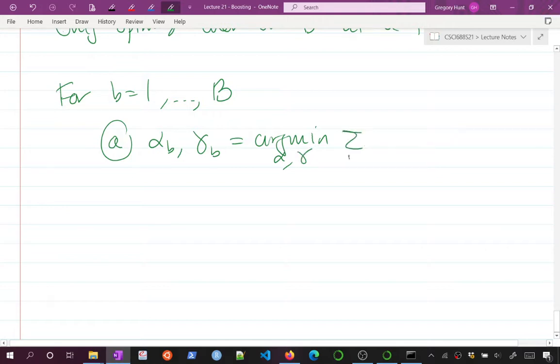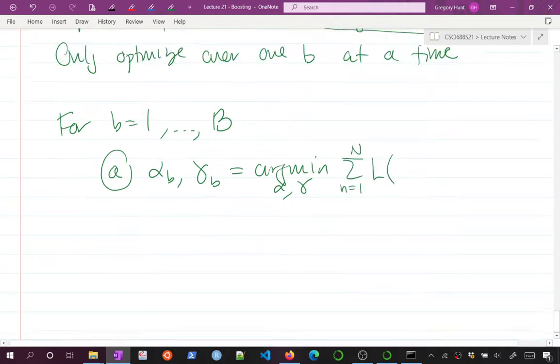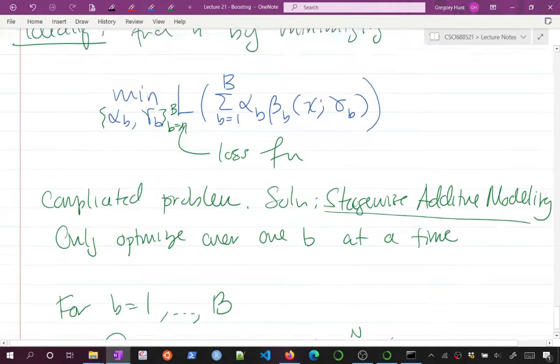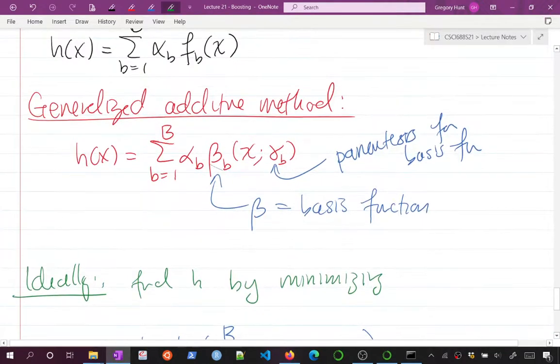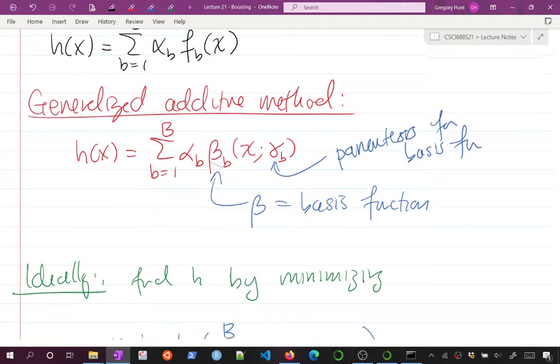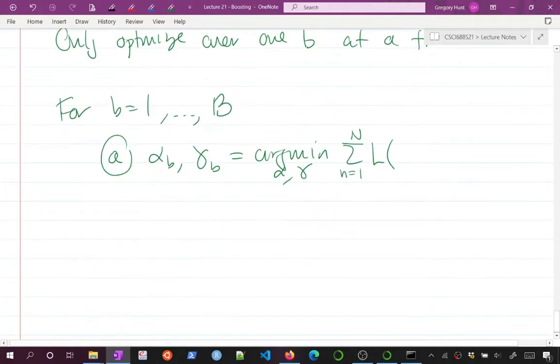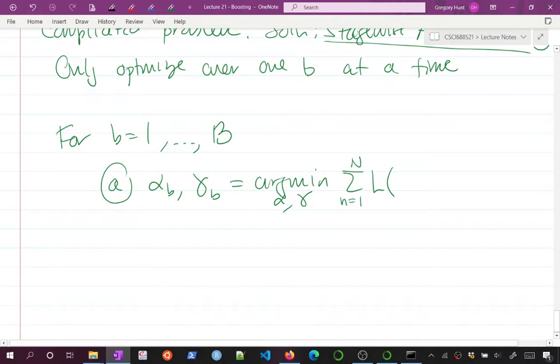If we do this summing over the training data, instead of over everything, we're just going to add on, right? An additive model is a sum of a bunch of these things. We're just going to add one at a time. First, we start with alpha 1, gamma 1. Then we add on alpha 2 and gamma 2. We build up this model one stage at a time. So this is called Stagewise additive modeling.